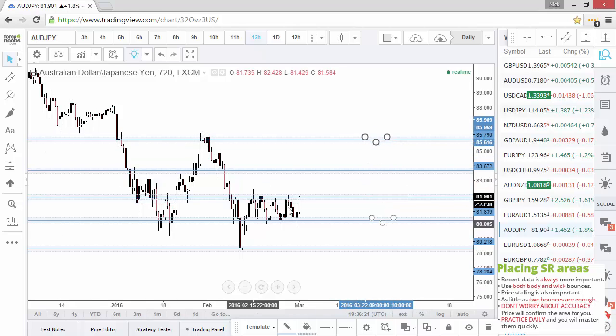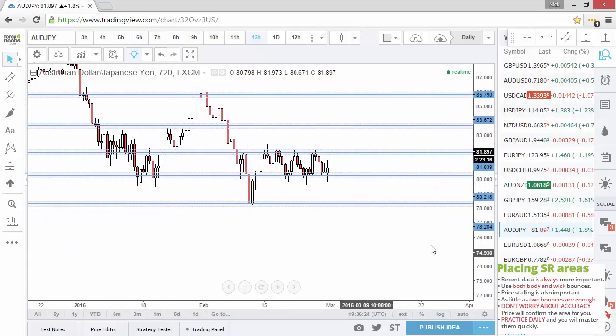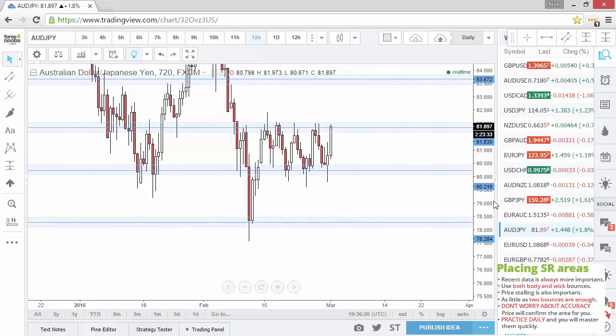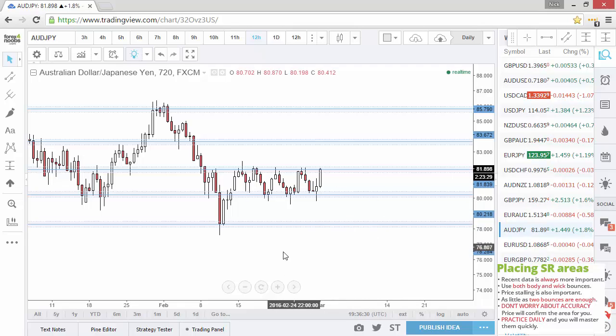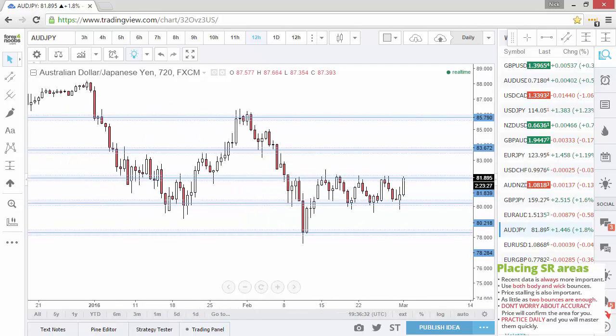All right. So the question is, once a support resistance area is broken, do you remove it? And the answer is no, I don't remove it. You do not need to remove support resistance areas that have been broken. And let me show you an example as to why you don't need to remove them.